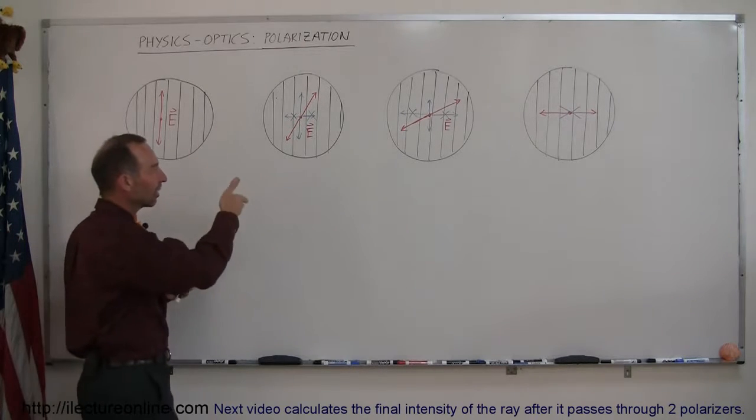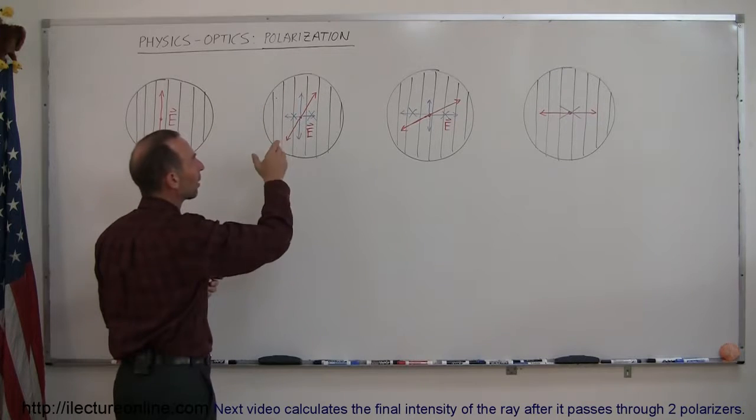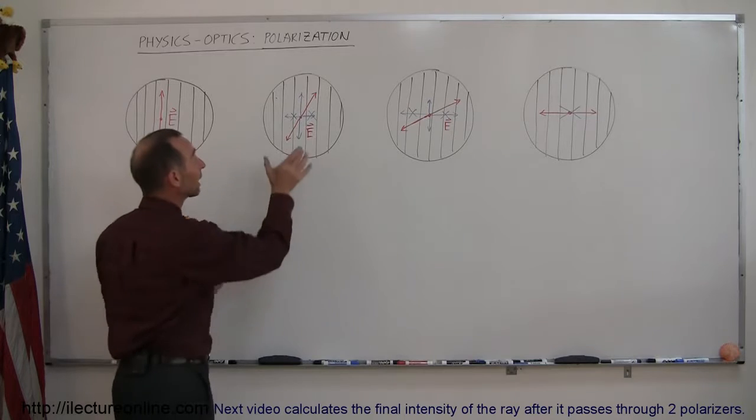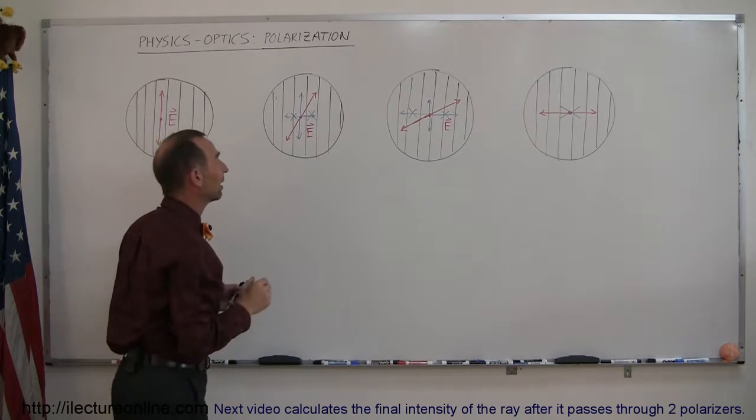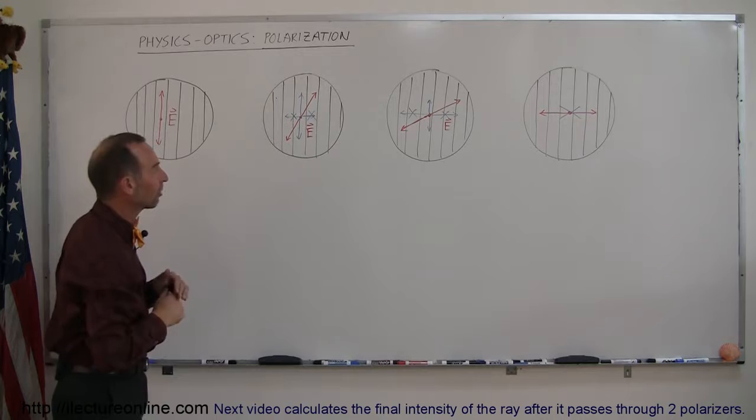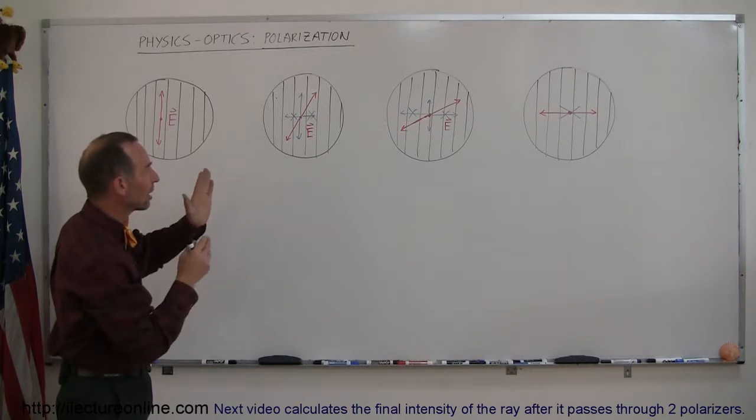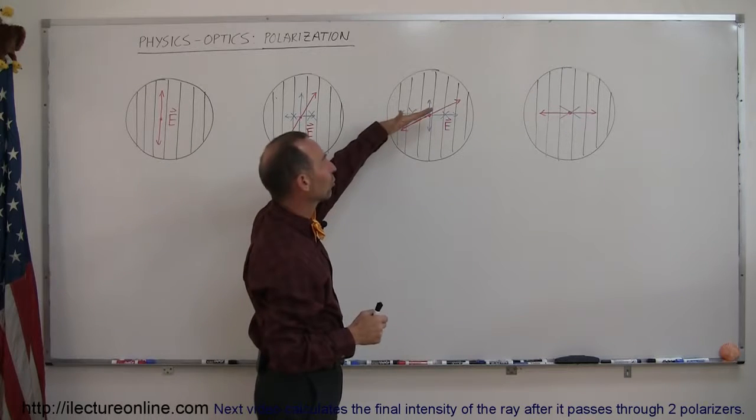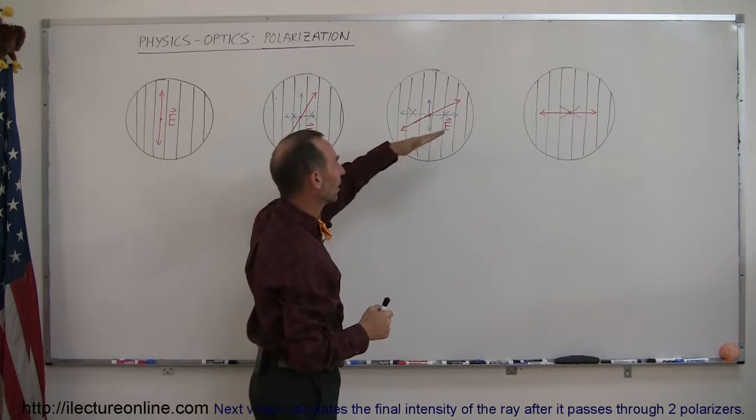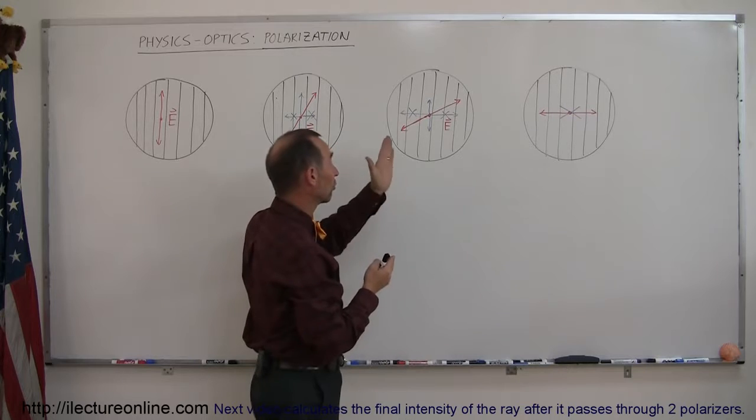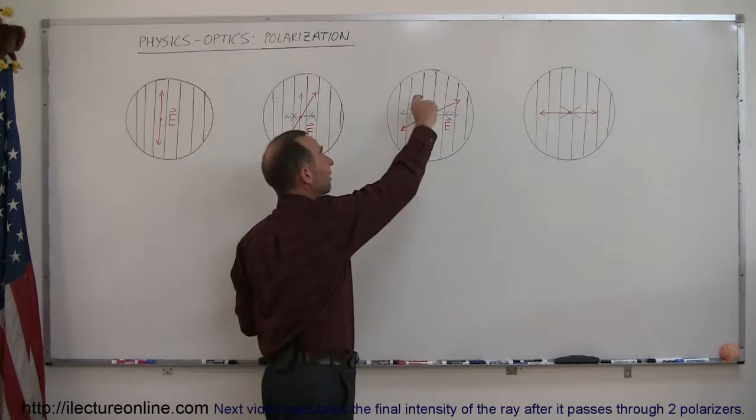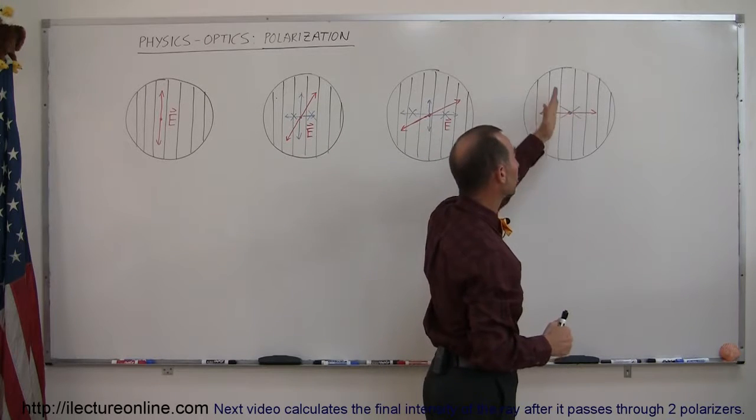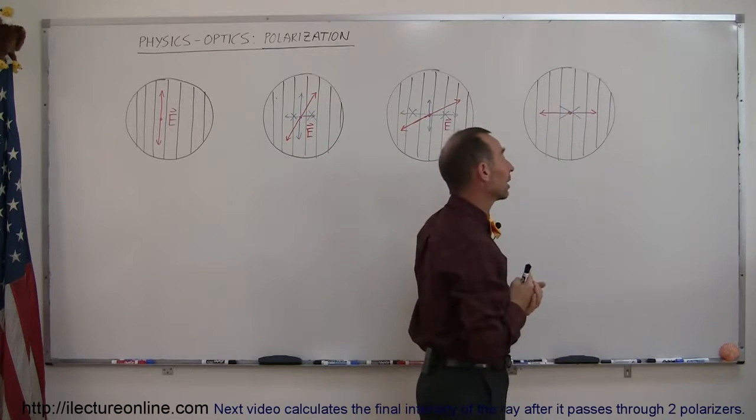But if the electric field oscillations are at an angle relative to the polarizer, then the components perpendicular to the direction of the polarizer will get canceled out, and only the components of the electric field oscillations in the same direction as the polarizer will make it through. And you can see as the light is rotated more and more so that the electric field oscillations are perpendicular to the orientation of the polarizer, less and less of the light will get through, and eventually, if it's completely perpendicular to the direction of the polarizer, none of the light will get through.